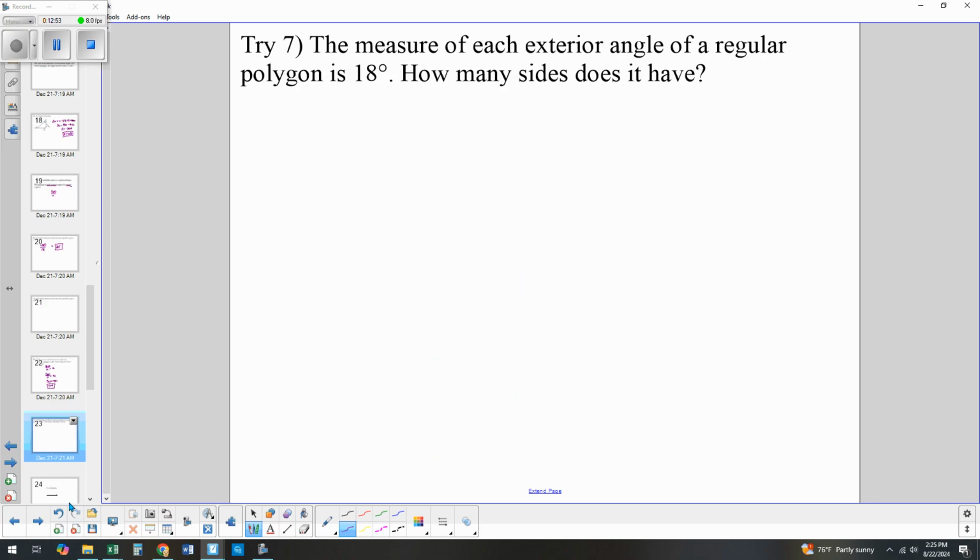So the last one is here for you to try. The answers are posted online, but that is the end of section 7.1.